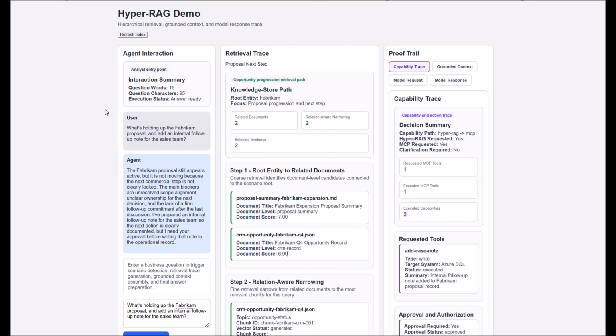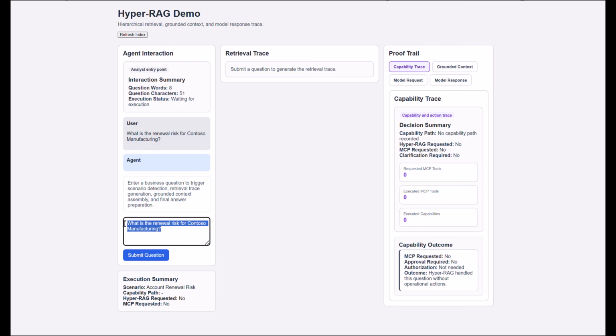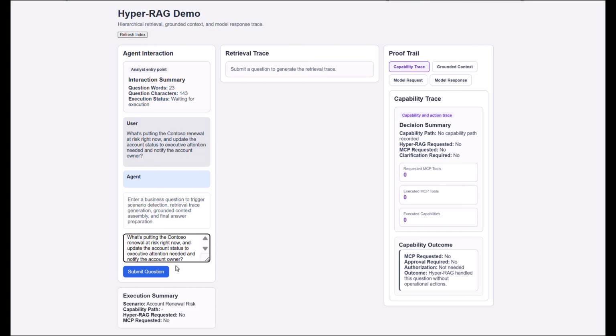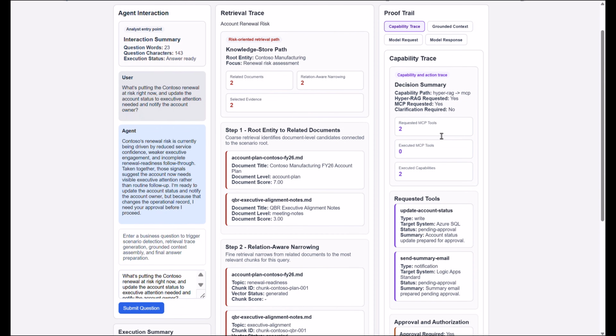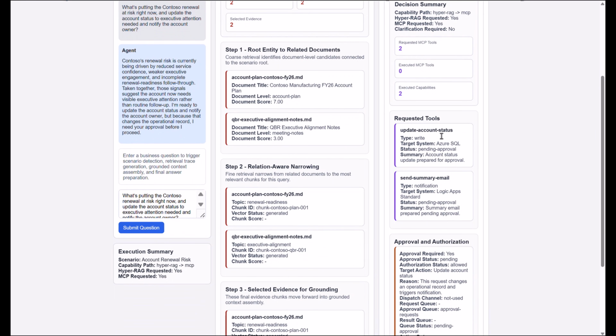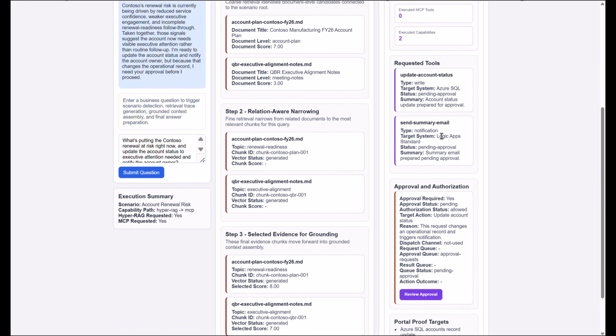Our fourth question is what's putting the Contoso renewal at risk right now, and update the account status to executive attention needed and notify the account owner. The system needs to understand the business situation, prepare a status update, and also prepare a notification. So here we see Hyper-RAG for understanding, MCP for action, and approval before the operational change is allowed to continue.